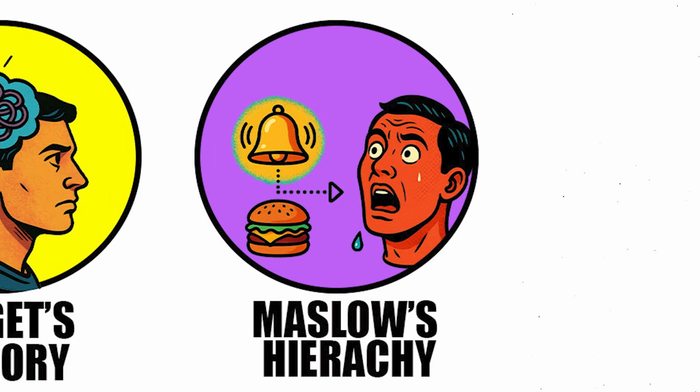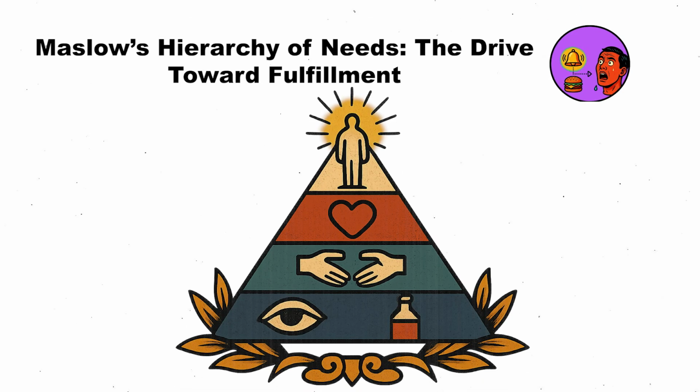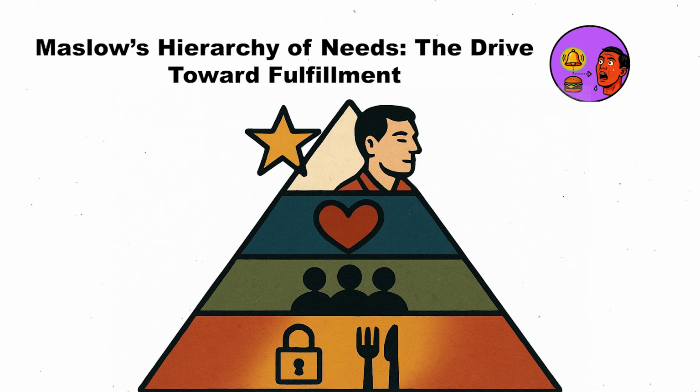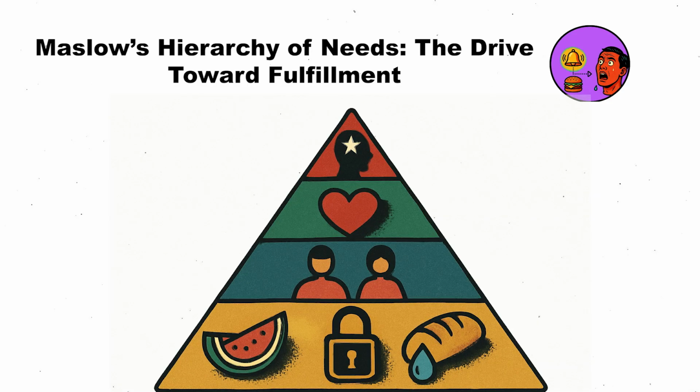After studying what breaks people, Maslow turned to what builds them. Maslow's hierarchy of needs, the drive toward fulfillment. Abraham Maslow's hierarchy of needs shifted psychology from pathology to potential. He believed every human strives towards self-actualization, the fulfillment of one's highest capabilities, but only after satisfying more basic needs.